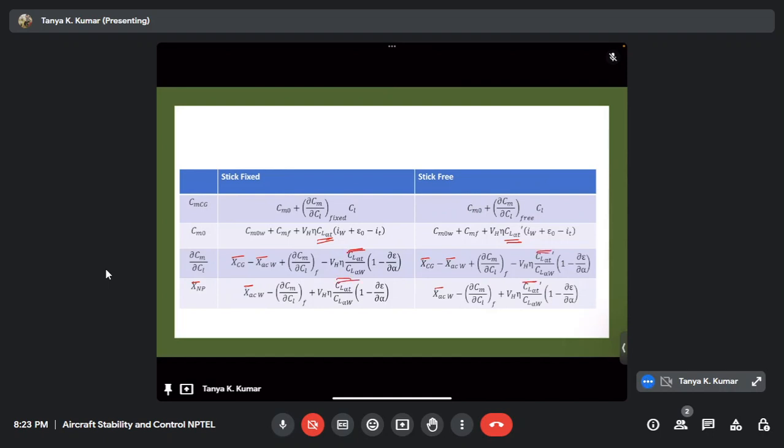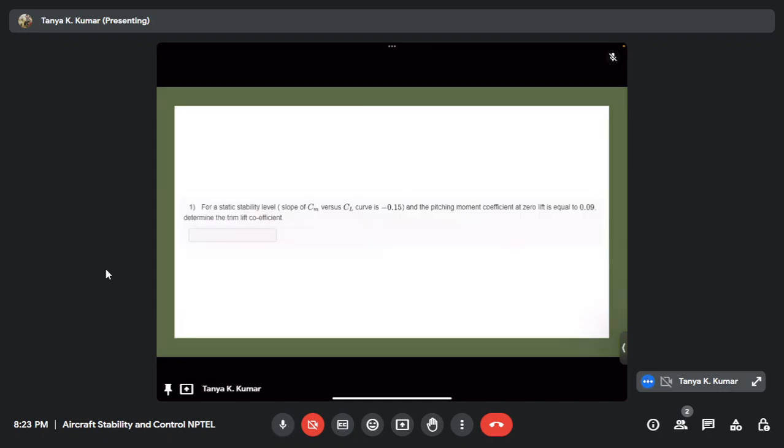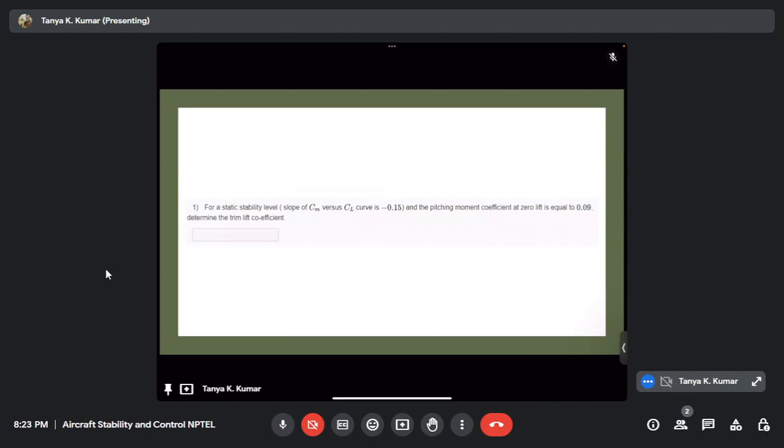Now let's look at the questions of week 12. The first question was, for a static stability level, that is slope of Cm versus Cl curve, of minus 0.15 and the pitching moment at 0 lift equal to 0.09, determine the trim lift coefficient. How do we go about doing this? You've submitted your answers, so how did you do it? How do you find Cl trim?